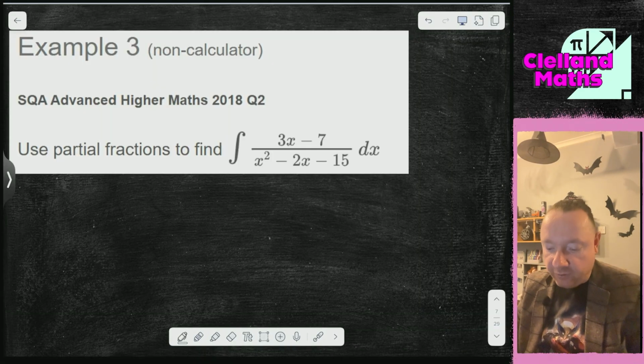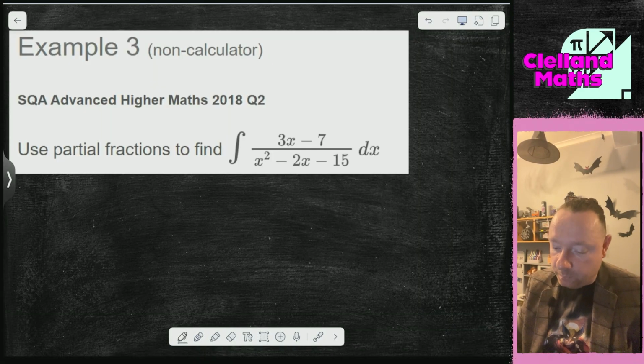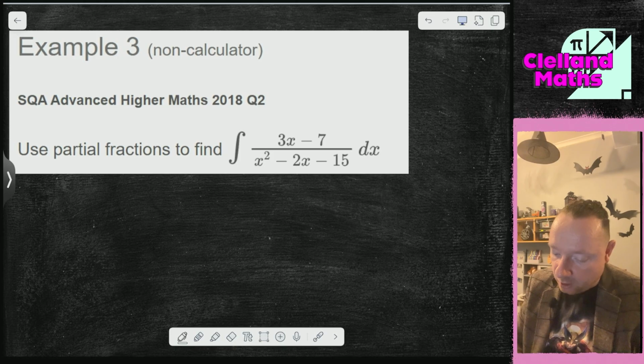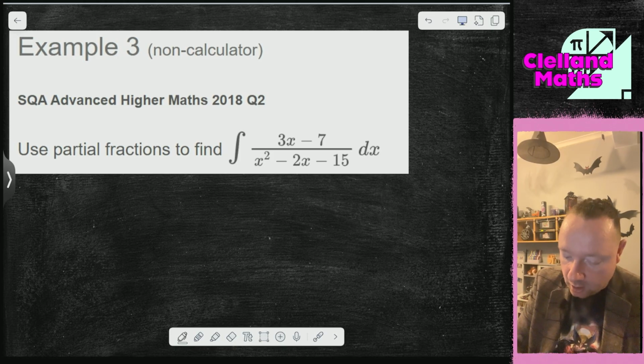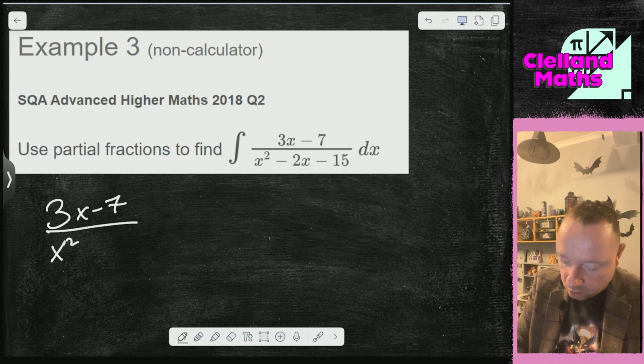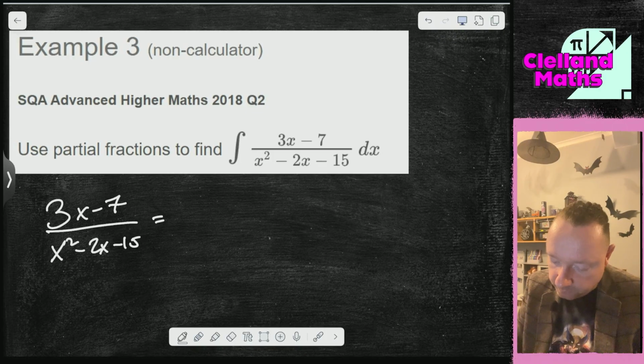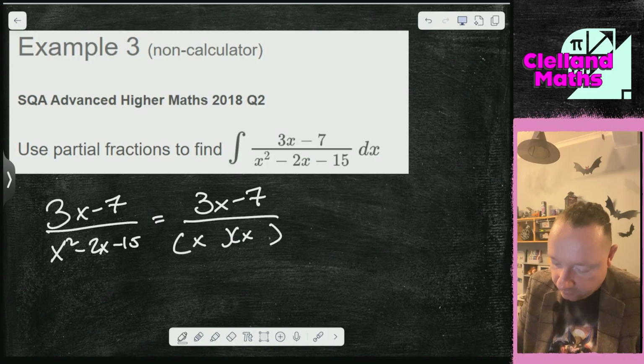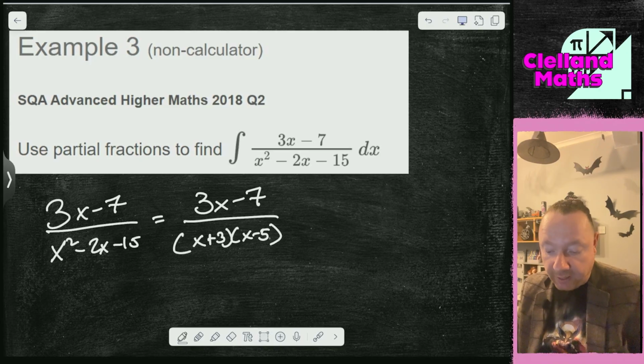And we're done there. Example 3, SQA Advanced Higher Maths 2018, question 2. Find partial fractions to integrate this. So I need to do partial fractions first. So I've got 3x minus 7 over x squared minus 2x minus 15, which factorises with 3 and 5. It's going to be minus 5 plus 3 to make minus 2.